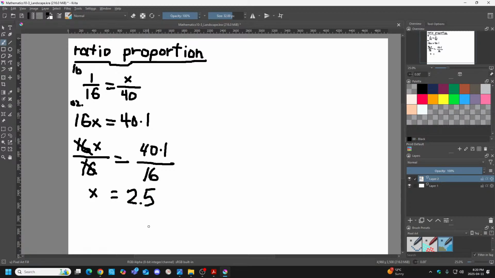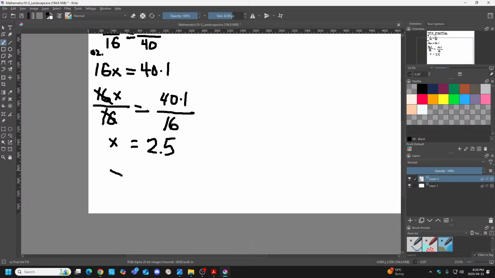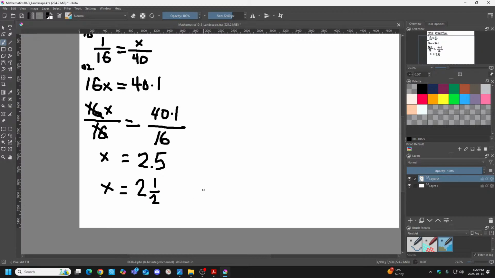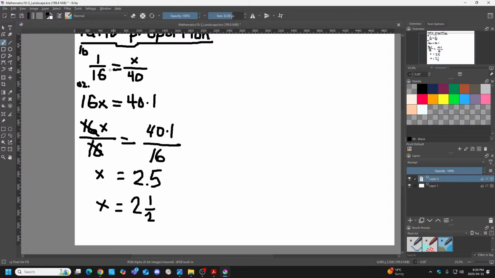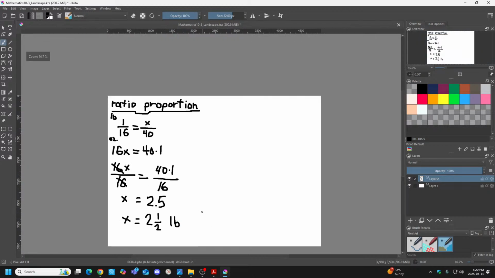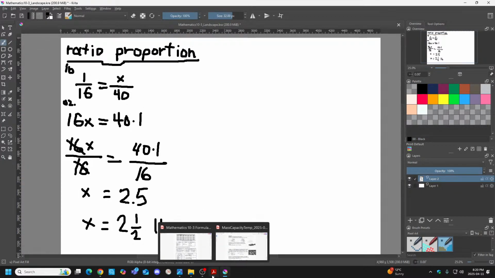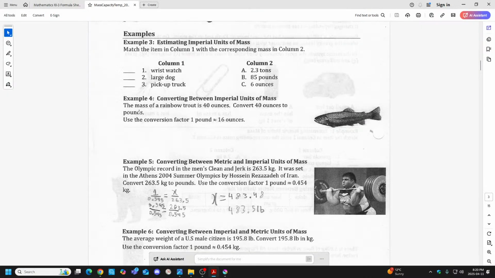And if you know your fractions, that's the same thing as 2 1/2. Okay, so again, remember, it's pounds. So our final answer is going to be in pounds. 2.5 pounds, guys. That is the answer. So the mass of a rainbow trout is 40 ounces. Convert 40 ounces to pounds.